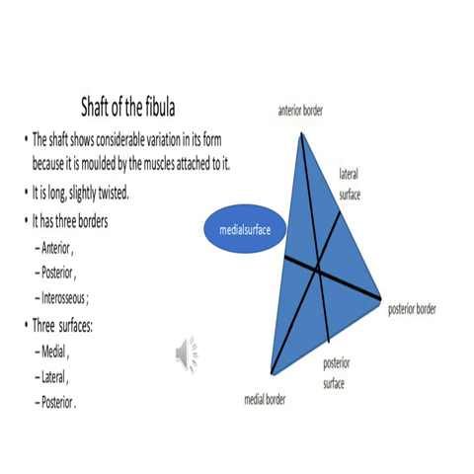So the borders are the anterior border, posterior border and interosseous or medial border. It is the lateral border. So its interosseous border is the medial border. So anterior border, posterior border and medial border. The surfaces are the medial surface, lateral surface and posterior surface.